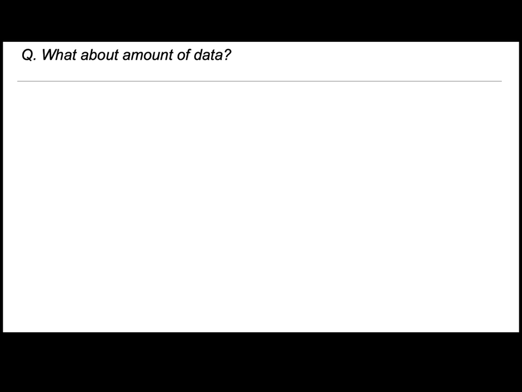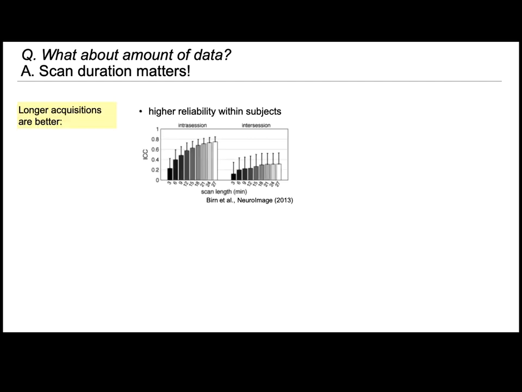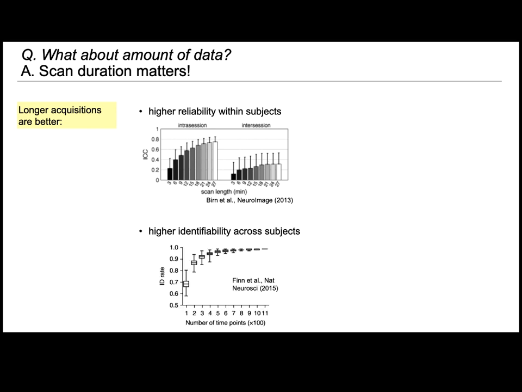The thing that does seem to matter a fair amount is amount of data, which I've already kind of alluded to. So scan duration really matters. As you might guess, longer acquisitions are better. So longer acquisitions lead to higher reliability within subjects, as well as higher identifiability across subjects. So this is the sort of within versus between subject variability distinction here.